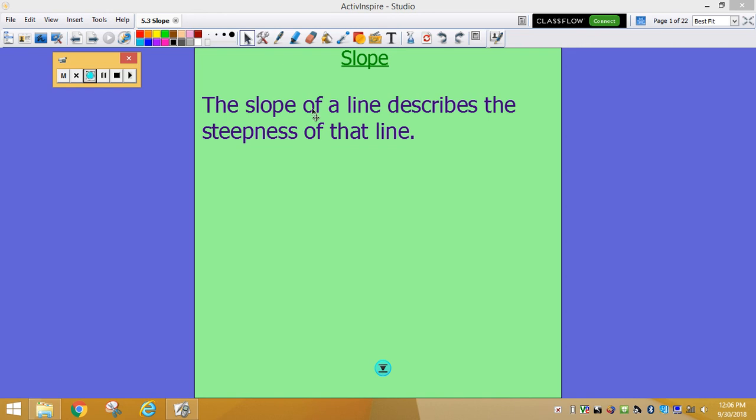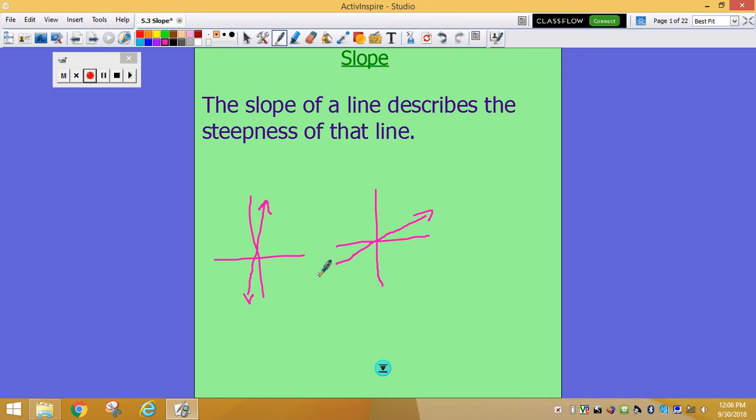So this lesson is on slope. So let's start with the definition. The slope of a line describes the steepness of that line. So some examples. Slope can be really steep, like this one. Or slope can be flatter, like this one, not as steep.